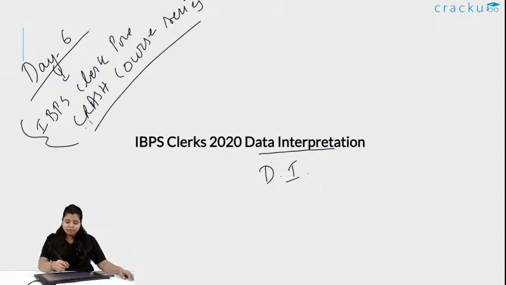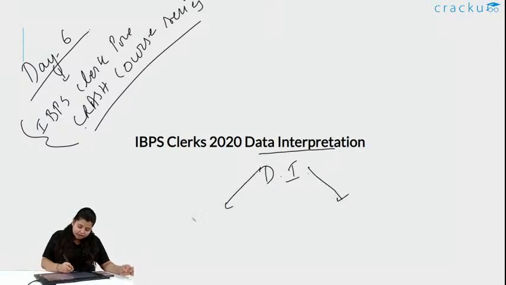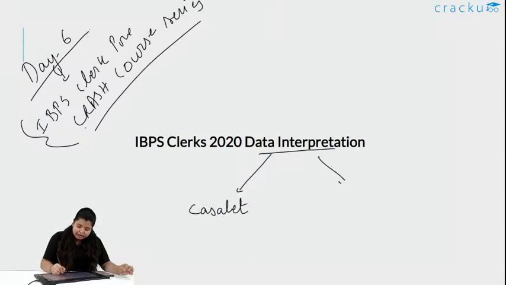So today is day 6 and we will be doing DI, and on the first day we did a table DI and a bar graph DI, which was very easy type. So in this we will be doing 2 DIs again, that will be caselet type, and the other will be from pie chart.